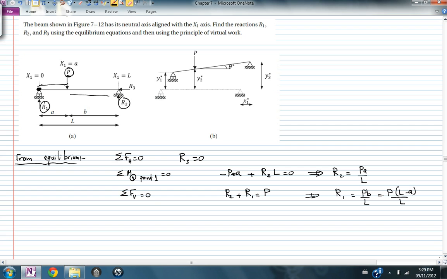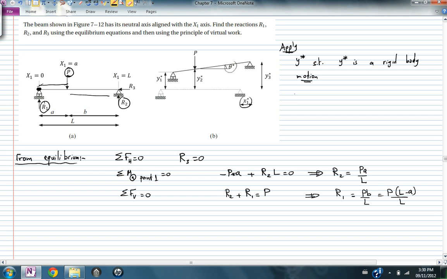Okay, now I'm going to utilize the virtual work principle to find the reactions. Now how am I going to do this? First, I'm going to apply a displacement, y star, such that y star is a rigid body motion. I'm going to just move the beam vertically by a distance y1 star, and then I'm going to rotate it with an angle theta.